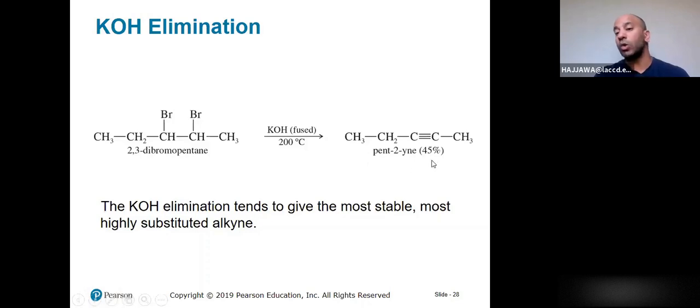Now, the remaining yield could be basically a starting material, as it's an endothermic reaction. It requires a lot of heat to push the reaction forward. So the remaining yield could be just a starting material. And in the next part, we will learn reactions of alkynes. We will see how similar they are to a lot of reactions that we've seen already in the alkene chapter.